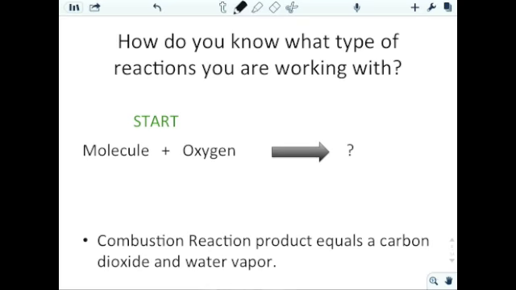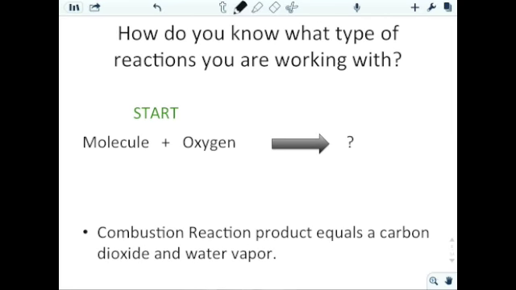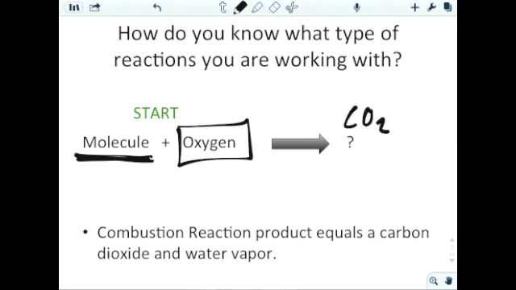And then we have our combustion reaction. If we have some type of molecule and oxygen, then what we're going to assume is that it's going to produce CO2. If that molecule happens to have a carbon in it, it'll produce CO2 plus H2O. So if we have a molecule plus oxygen, we're going to have a combustion reaction, which produces CO2 plus H2O.